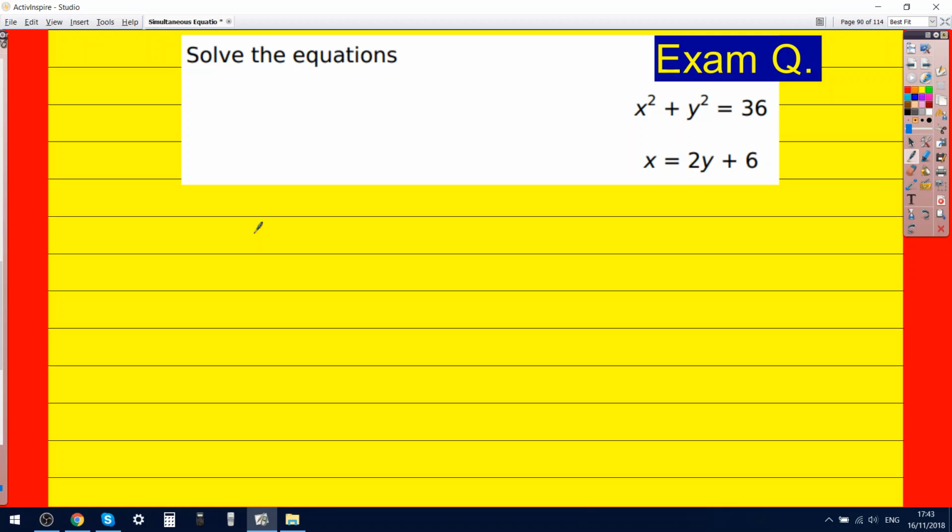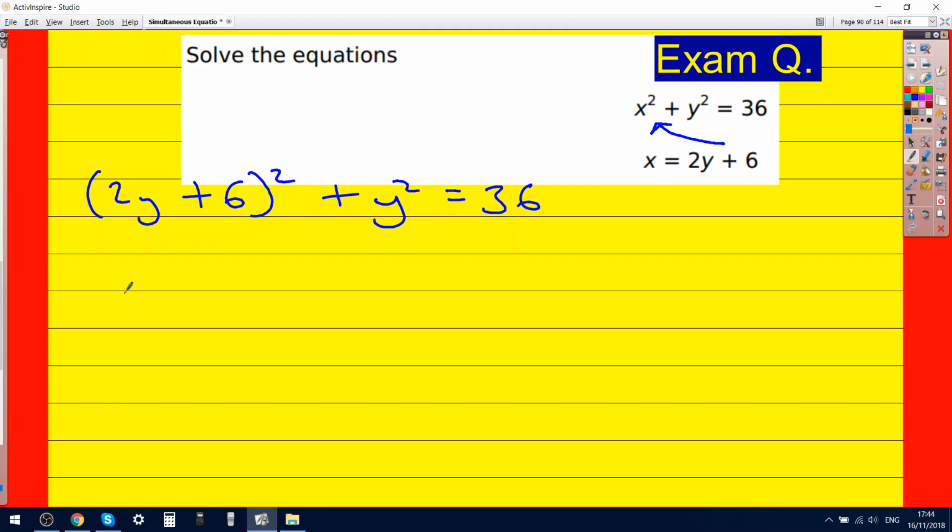So you've got x equals 2y plus 6. So instead of x squared, you'd write 2y plus 6 squared, because that's equal to x. And now you have an equation that has just y's. So it's 2y plus 6 squared plus y squared equals 36. So you need to get rid of the 6. You need to expand the square bracket.